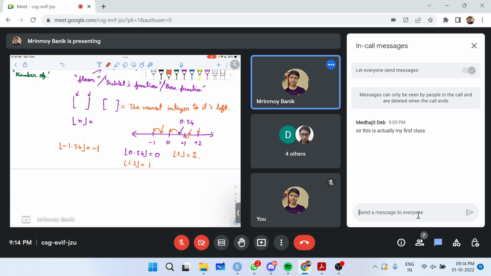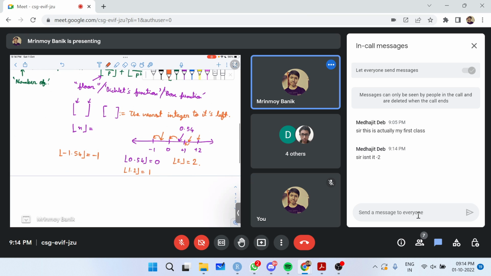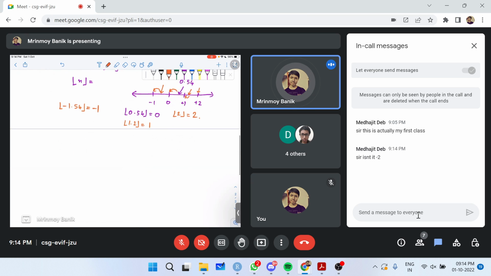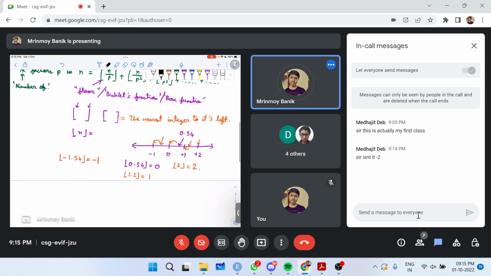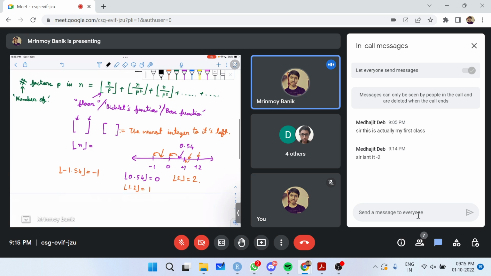So I hope this box function is clear to you. So we have some properties of box functions. We may discuss it some other day. So for now, this much is enough. Yeah. So anyone, any doubts?